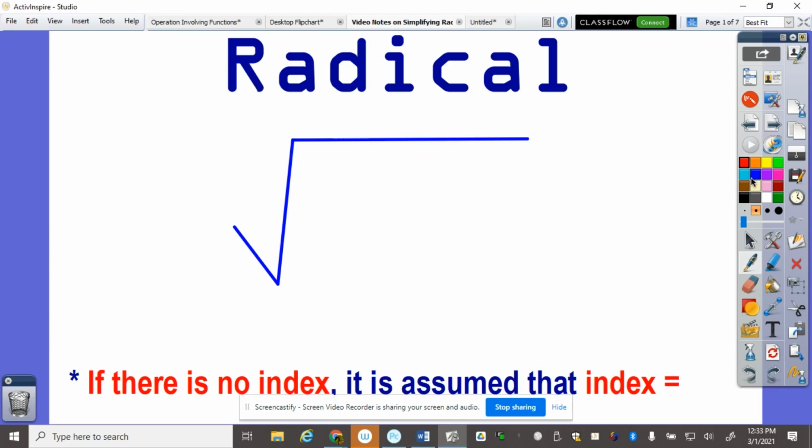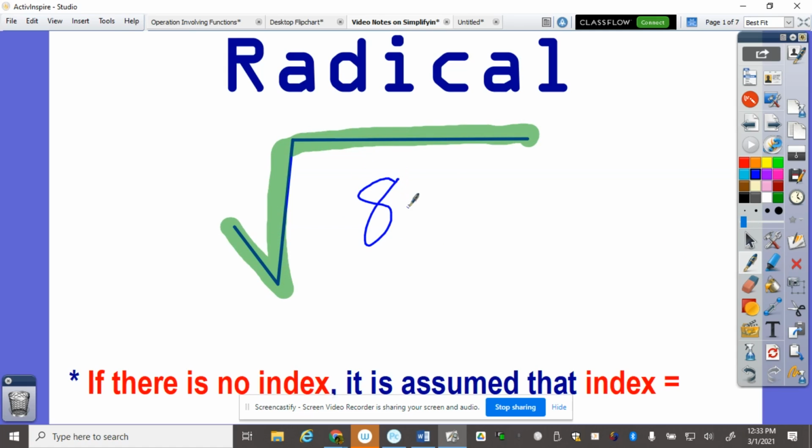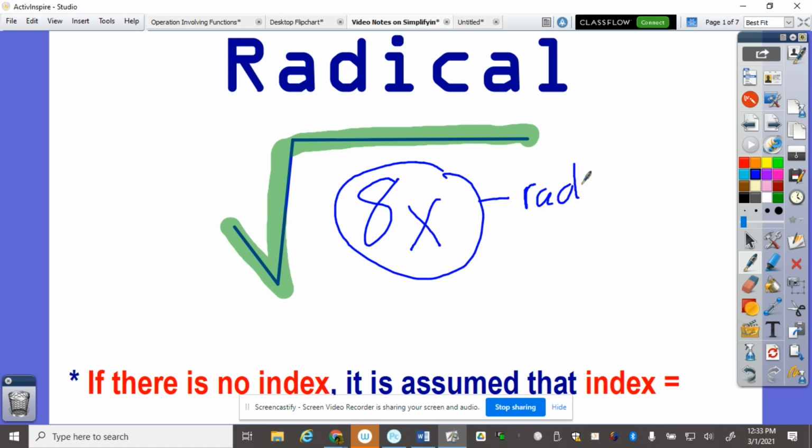And today we're going to learn about radicals. What is a radical? We all know that this one here is called the radical sign or symbol. And the number inside the radical, for example, say 8x, that entire thing is called the radicand. And if there's no number right here, that's assumed to be a 2, and that's called the index.